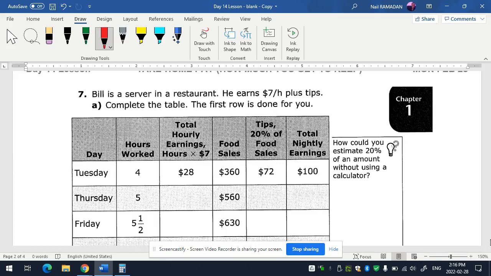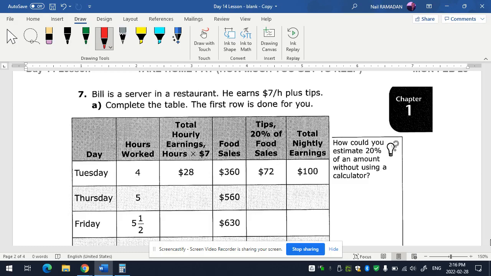Okay, come on. So let's finish this one, 5 or 10 minutes, and then we're done for the day. So Bill is a server in a restaurant. He earns $7 an hour, guaranteed, and then whatever he makes in tips. So kind of like a salary plus a commission. Okay, but at least he's guaranteed $7 an hour. Complete the table. The first row is done for you. Okay, so what does the first row say?